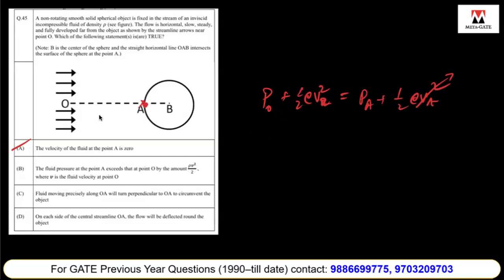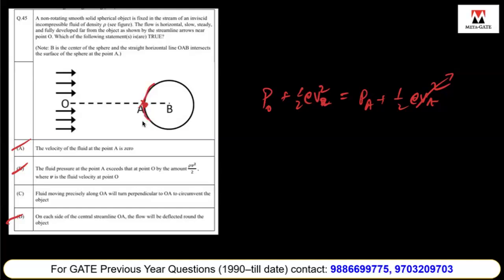And also, this is also true. On each side of the central streamline of O, the flow will be deflected around the object. The statement is also true because as a fluid approaches the object from each side, the fluid path is a fundamental behavior in fluid dynamics.